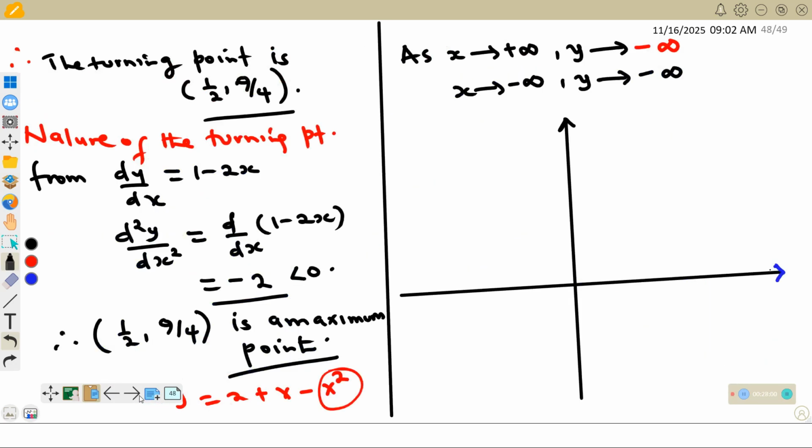So 0, 2. If this is 0, then let us assume that our 2 will be there. So the point 0, 2 is this one here. Then next we have to put negative 1, 0. So let us have negative 1 here. This point will be the point negative 1, 0.